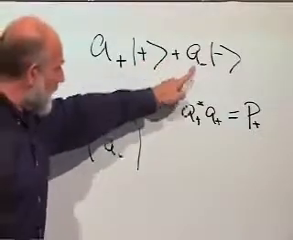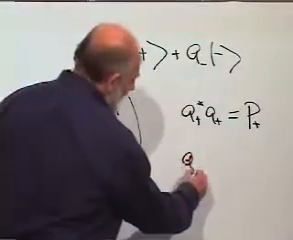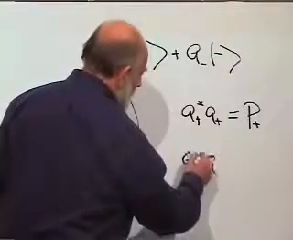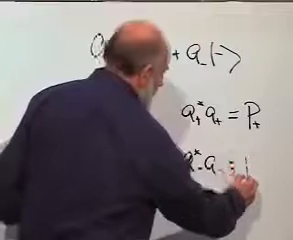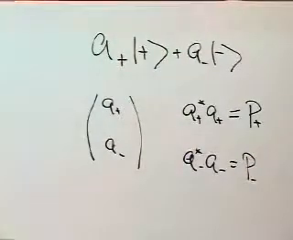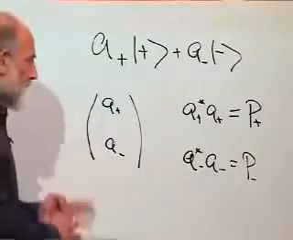And then there's the down configuration. The probability of finding the electron down is A minus star times A minus. That's the probability to find it down. That's the interpretation, or that's part of the interpretation.